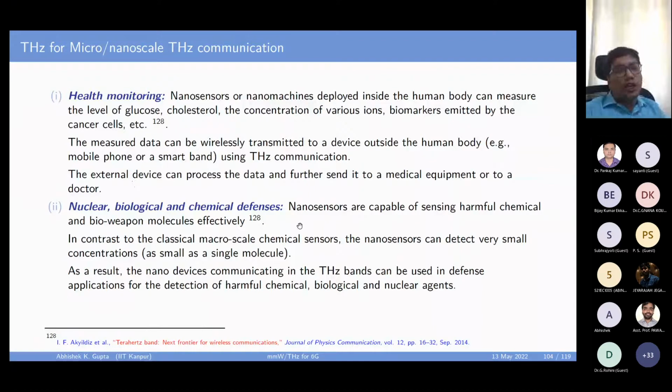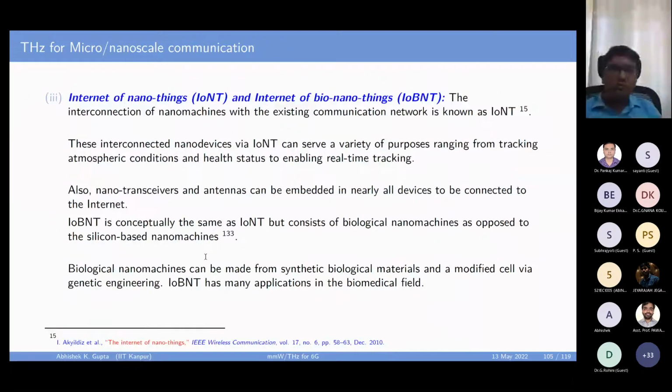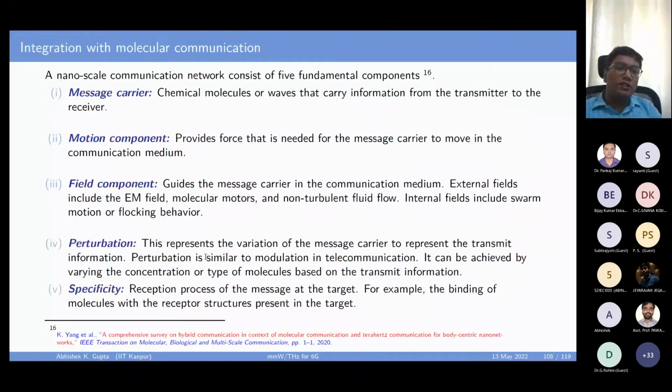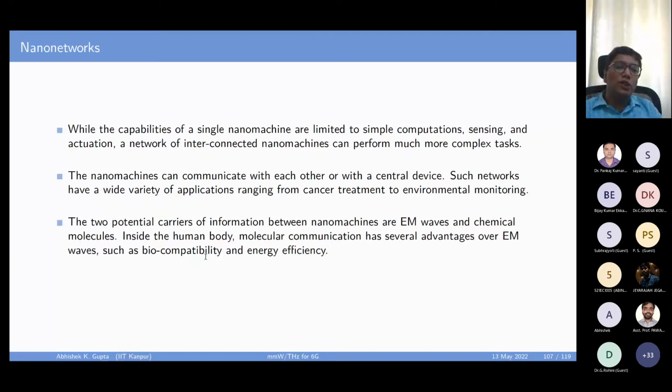Then you can also use these nanosensors to sense harmful chemical molecules in the environment, and then they can coexist with terahertz to collaborate this information together. So that's why this concept of nano network comes, which is a combination of molecular and terahertz networks, which enables communication between these nanomachines.